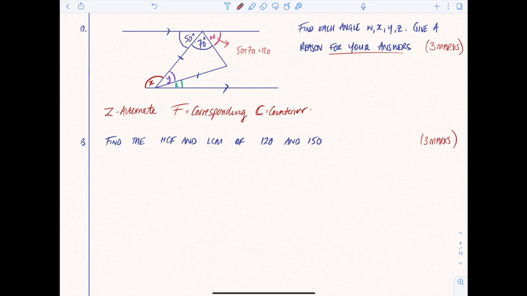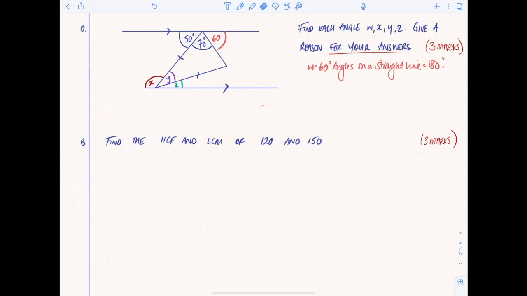And therefore you know that this whole thing here is a straight line, so it must add up to 180. So you can do 180 minus 120 to get 60. So you could say W is 60 degrees. So W equals 60, and your reason is angles on a straight line equal 180. Okay, so that's your first reason. That's your first rule there that we've done for W. I'm just going to rub this out down here so I've got more space.